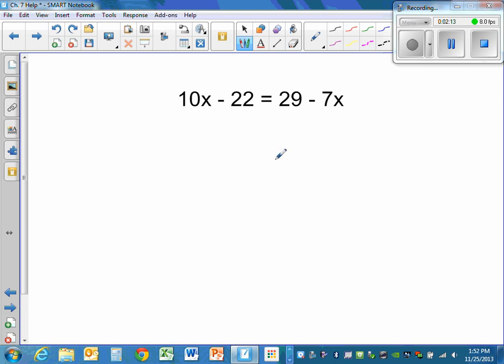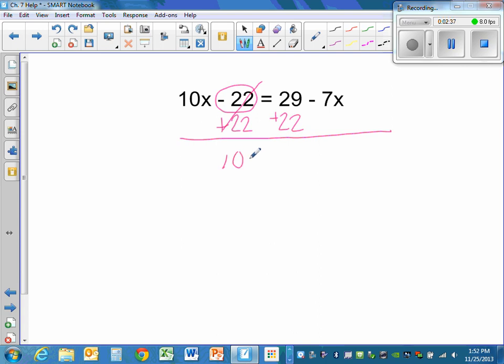All right, here's my next one. Again, I need to get the numbers on one side and the variables on another. So in this case, I'm again going to choose to add 22 to both sides so that I can get my numbers to be positive. Operation goes with the expression behind it so that I know that's a negative 22. They are going to cancel out.